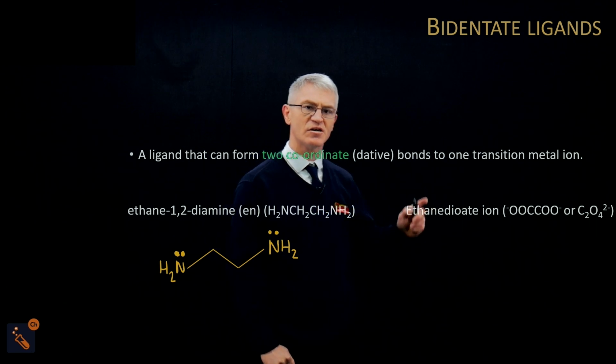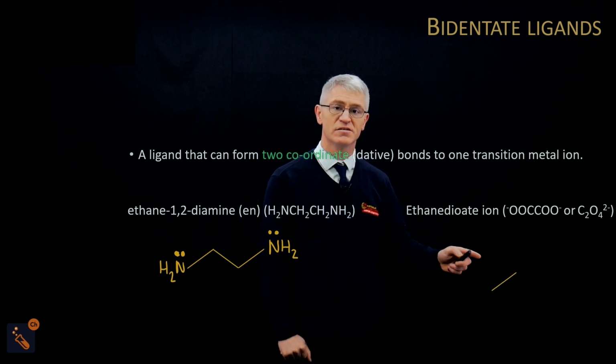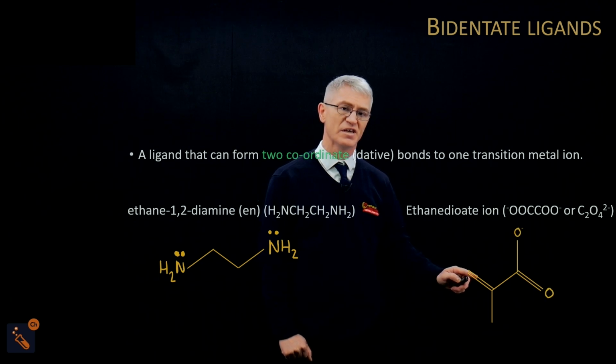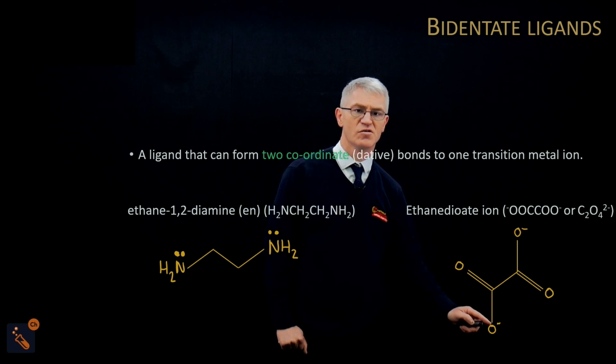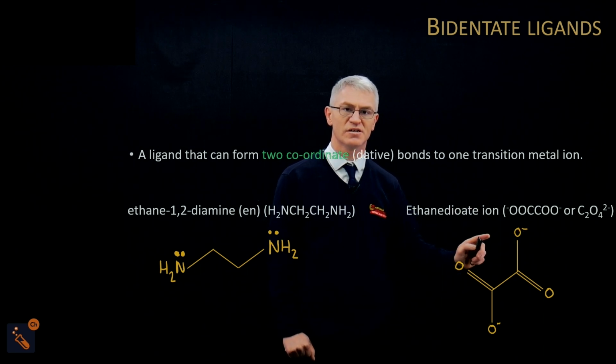Ethanedioate comes from ethanedioic acid. And you can see here you've got the carbonyls of the ethanedioic acid essentially, here, and then you've got the O- because the hydrogen, the proton, has left.